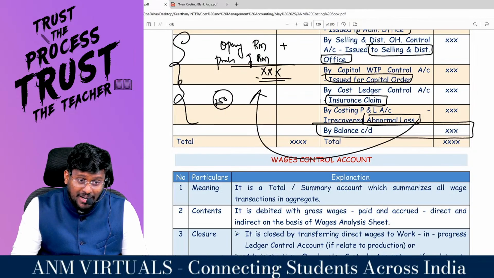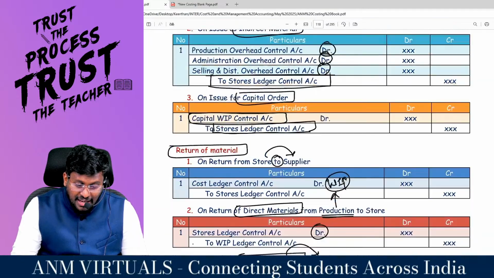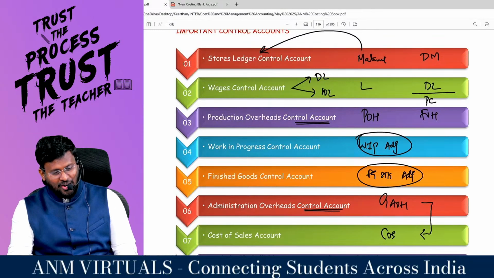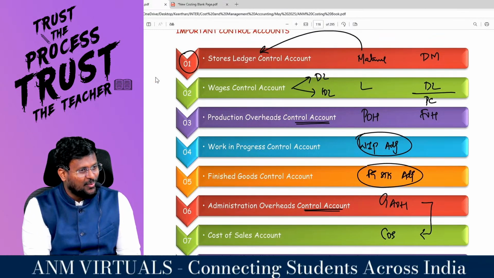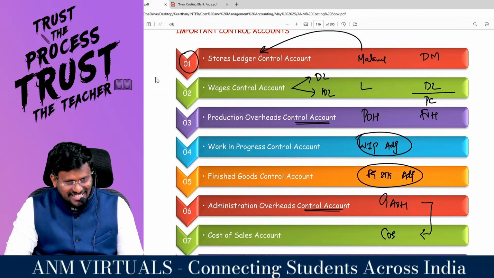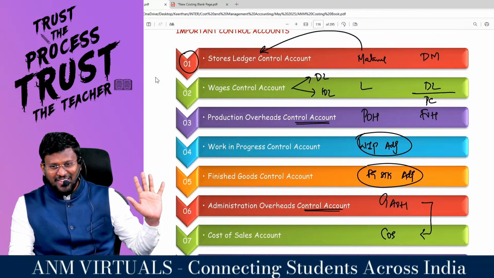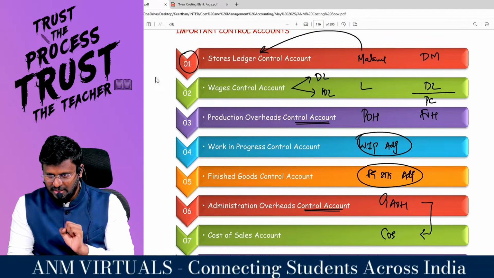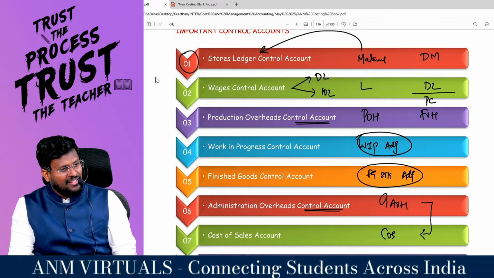You know one secret. Out of 11 ledgers, we have completed one ledger called the source ledger control account. Like this, we have to complete 10 more ledgers. If we complete 10 more ledgers, we are done with the chapter called integrated and non-integrated. That is one part, because this is what integrated.